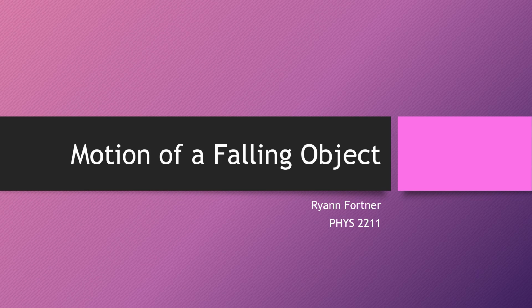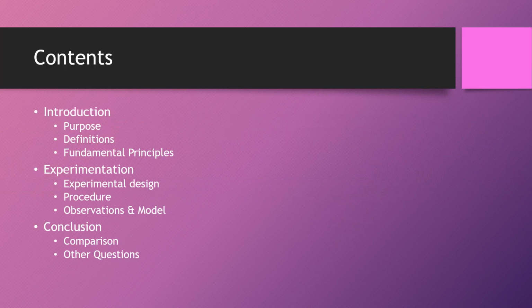Hello, my name is Ryann Fortner, and this is my presentation of Lab 2 for Physics 2211, Motion of a Falling Object. Firstly, I will go over the purpose and fundamental principles behind this lab. Next, I will outline my design, observations, and my computer models. And finally, I will compare all of my data and answer other relevant questions.